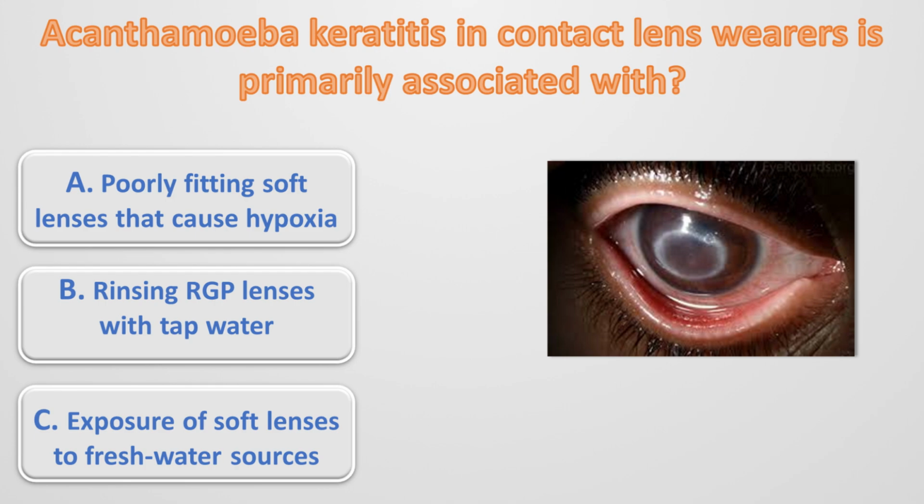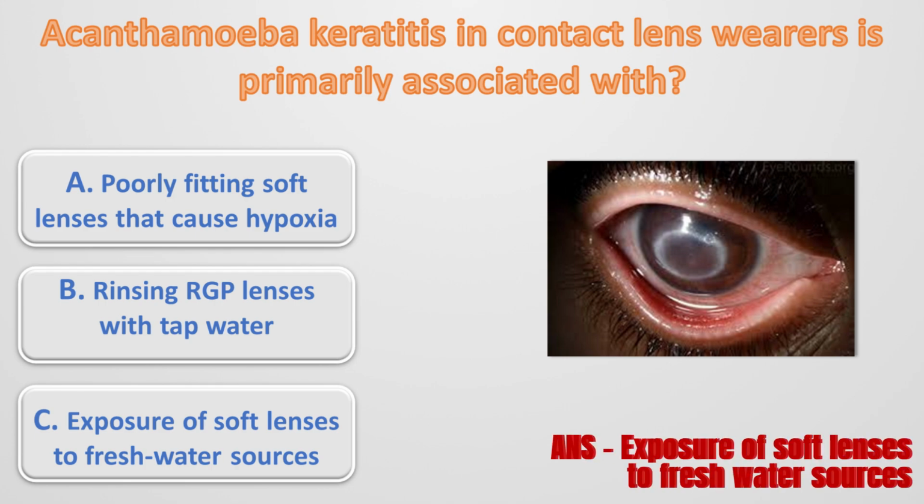Let us see the next question. Acanthamoeba keratitis in contact lens wearers is primarily associated with? Options are A. Poorly fitting soft lenses that cause hypoxia, B. Rinsing RGP lenses with tap water, C. Exposure of soft lenses to fresh water sources. The answer is exposure of soft lenses to fresh water sources.